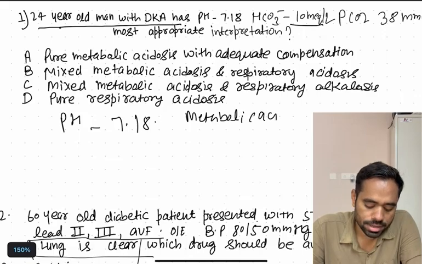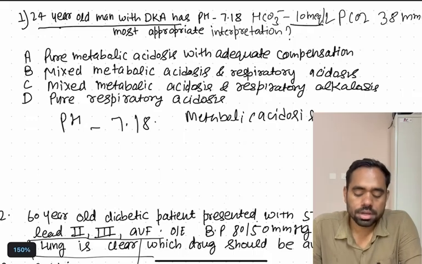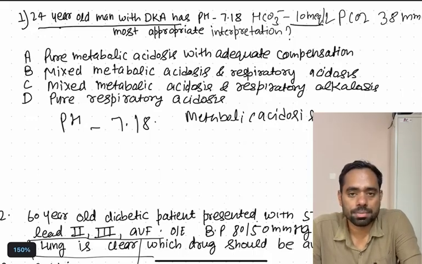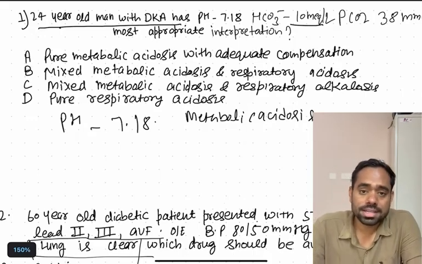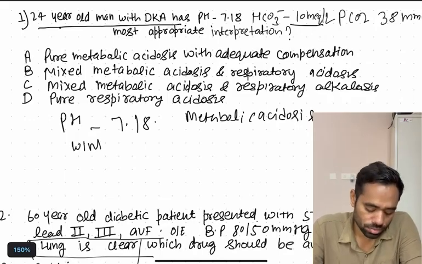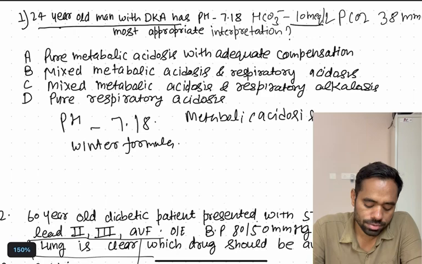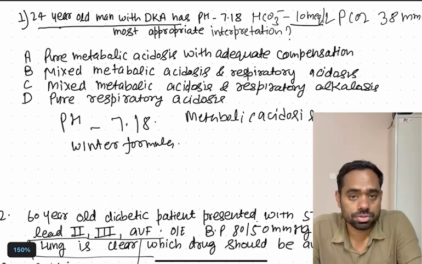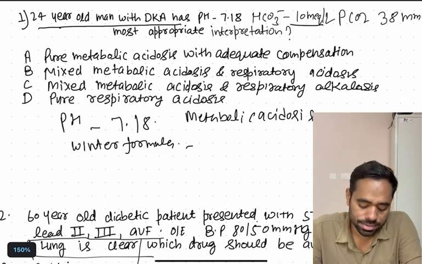Metabolic acidosis. In metabolic acidosis, to see whether appropriate compensation is happening or not, we will use Winter formula. Winter formula we will use for metabolic acidosis to see the appropriate respiratory compensation.